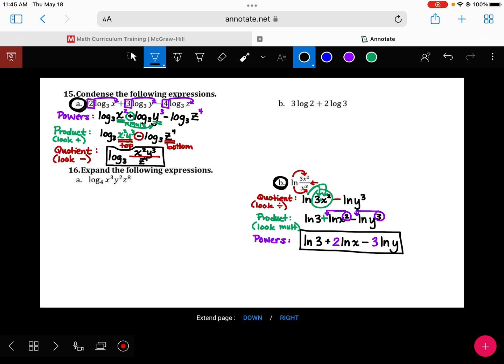I want to do one more log problem with you guys, and then we'll start talking about some rational stuff. We're going to do 17b. It's in the logs section, but no, we're not going to use logs for this. But it's in the logs section because that's where we talked about it in our curriculum.